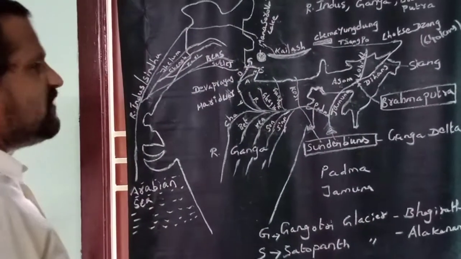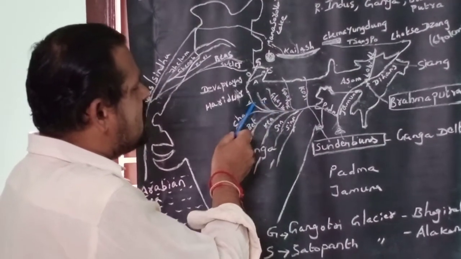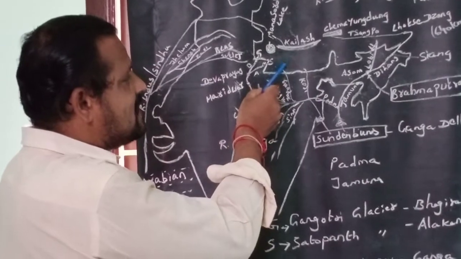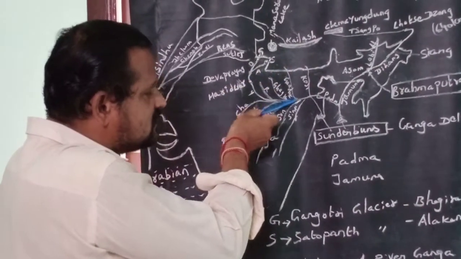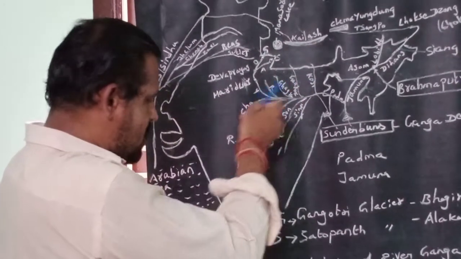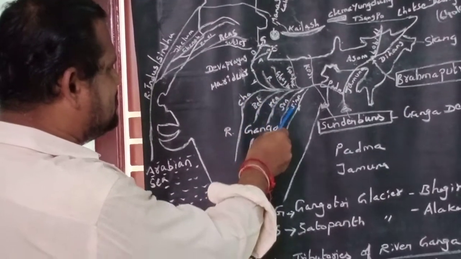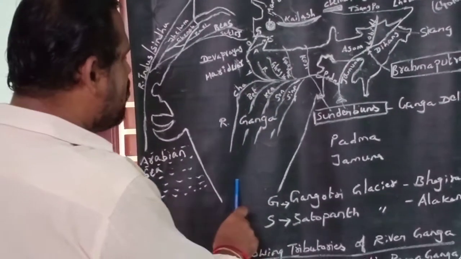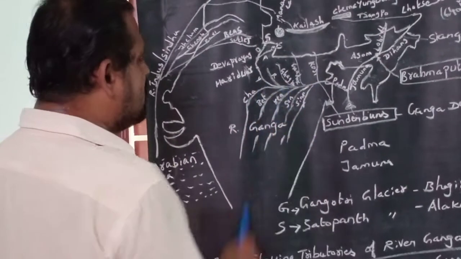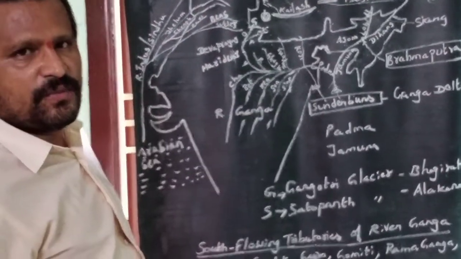This Ganga River has north flowing tributaries and south flowing tributaries. What are the south flowing tributaries of river Ganga? Rivers Kosi, Gandak, Ghadra, Gomati, Ramaganga, and Yamuna. These rivers rise in the north and flow towards the south and join the Ganga river. So these rivers are called south flowing tributaries of river Ganga. Whereas Chambal, Betwa, Ken, San, and Sind are in the peninsular region and flow towards the north and join the Ganga river. So these rivers are called north flowing tributaries of river Ganga.